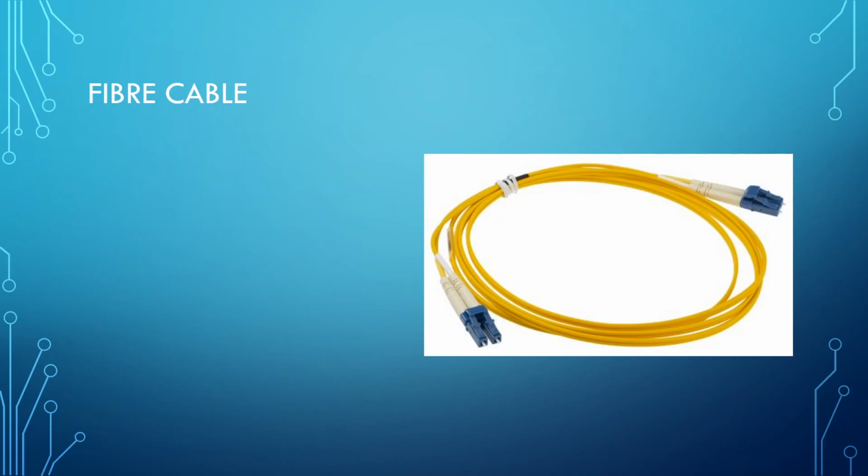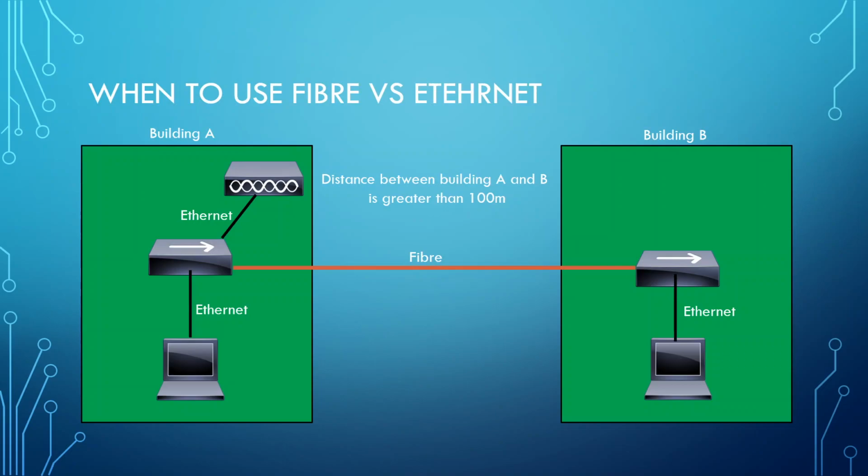So with fiber cabling, it actually transmits and receives data by pulsing light, which is pretty cool. So now I know what you're saying. Okay, so when do we use fiber? When do we use Ethernet? Well, typically, you are going to be using fiber when you connect your network devices together, so as an example, switches.